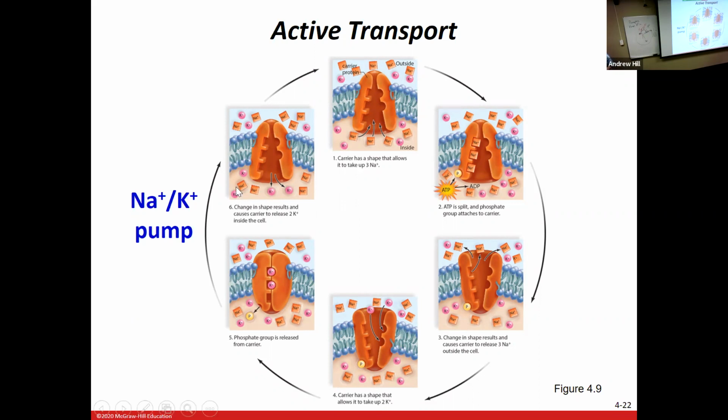What they're showing you in this complicated diagram is essentially cycling. The carrier has a shape that allows it to take up 3 sodium. Those 3 sodium enter into specific spots within this carrier molecule. ATP is split, meaning it's hydrolyzed, and you have ADP and inorganic phosphate. The phosphate group attaches to the carrier. There's a change in shape of the carrier molecule, similar to what we talked about earlier with glucose today. This results in the carrier releasing the 3 sodium to the outside, right?